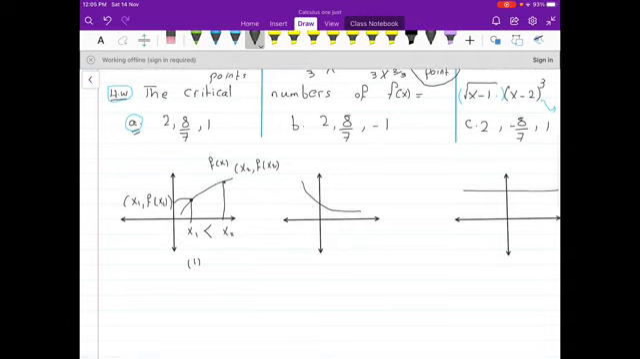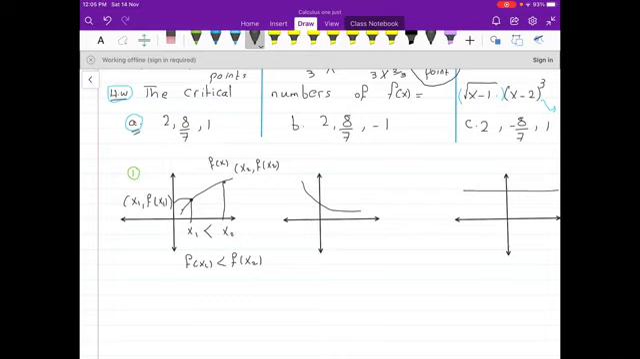What is the relation between f(x1) and f(x2)? It is clear that f(x1) is less than f(x2). That means when x increases, the image increases. So this function is an increasing function.